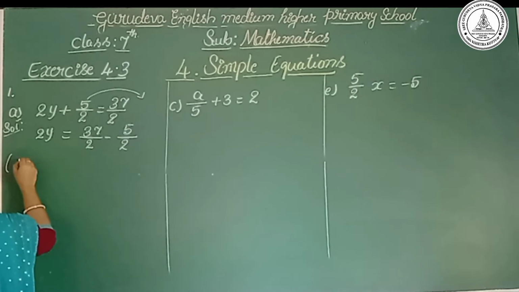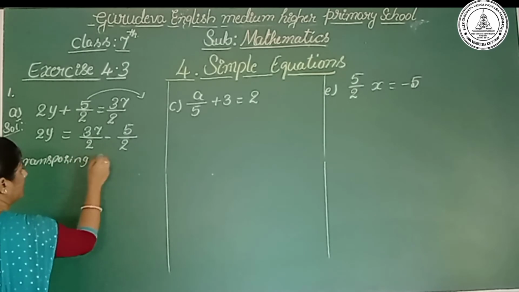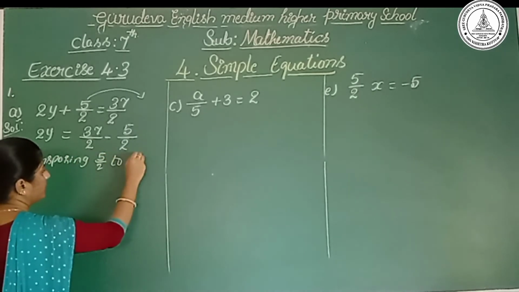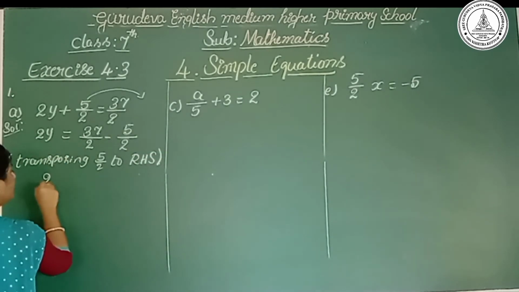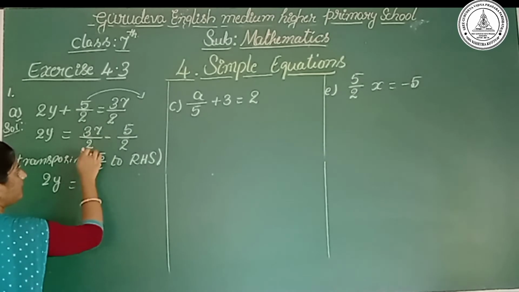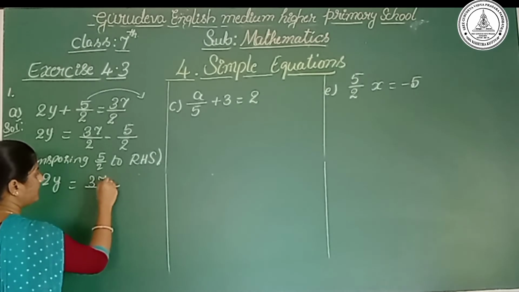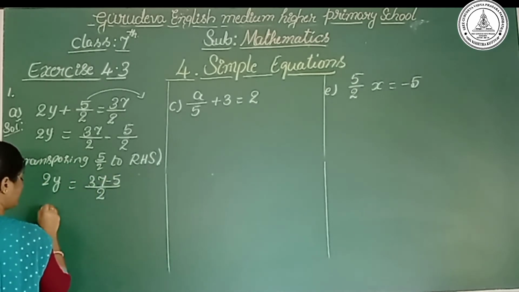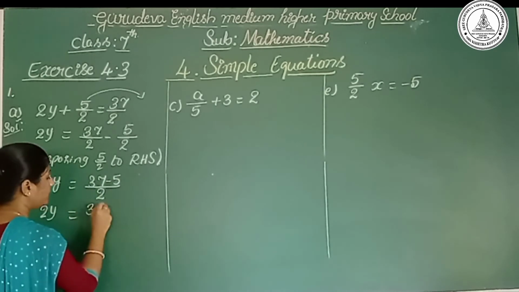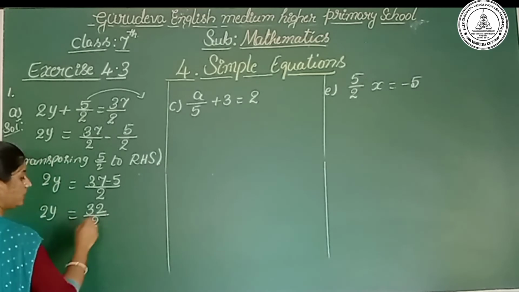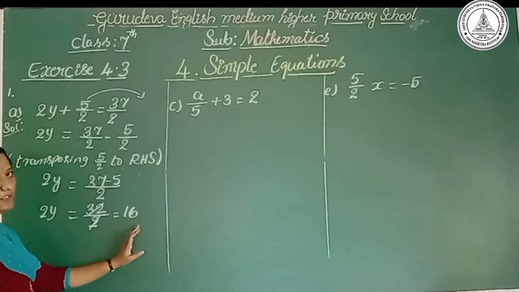Transposing 5 by 2 to RHS. Then simplify: 2y equals, the denominator is 2, write the LCM as 2 and subtract the numerators, 37 minus 5, which is 32. 32 divided by 2, 2 sixteens are 32, right? So 2y equals 16.